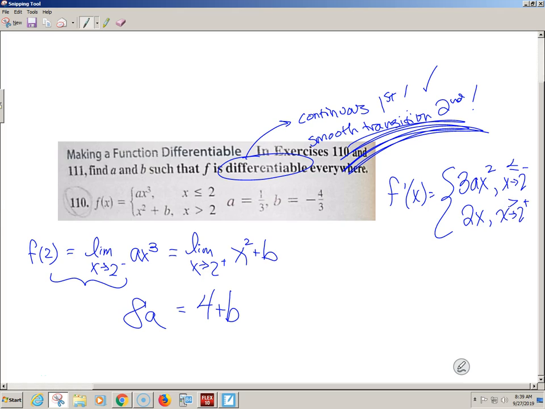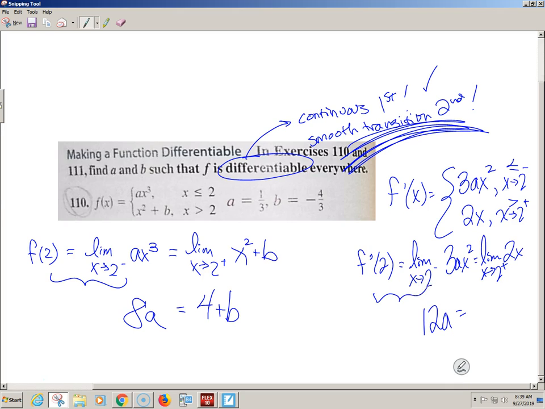Anyway, here's the deal. The derivative has to be continuous also. To be differentiable, the derivative has to be continuous also. So I'm going to do the exact same thing I did before, just to the derivative instead of to the original. How do I take a limit? Plug it in, 4 and 3 is 12. How do I take a limit? Plug it in. P.S. These two coincide anyway. 2 times 2 is 4. Ha-ha! A is equal to 3.